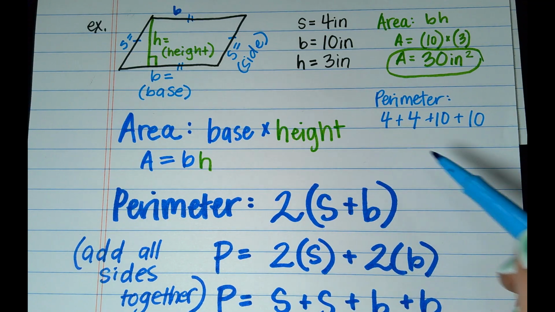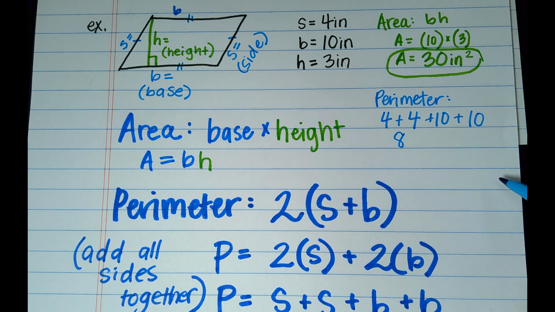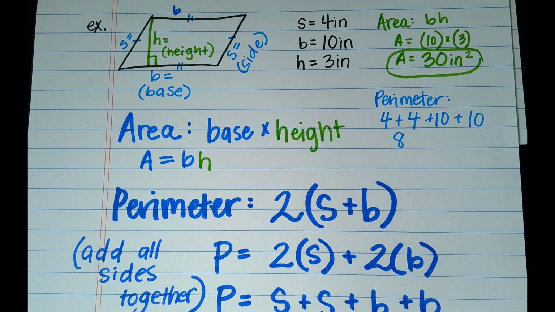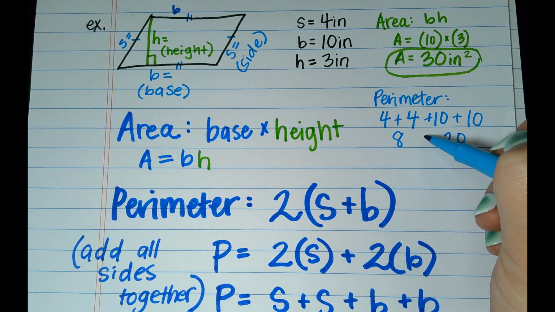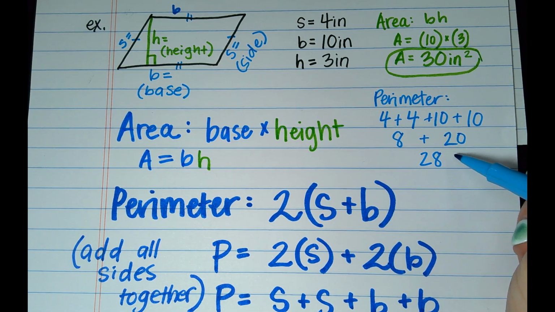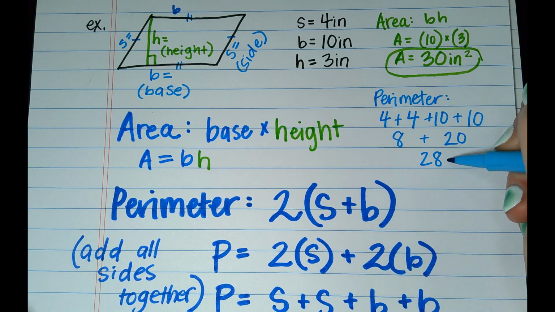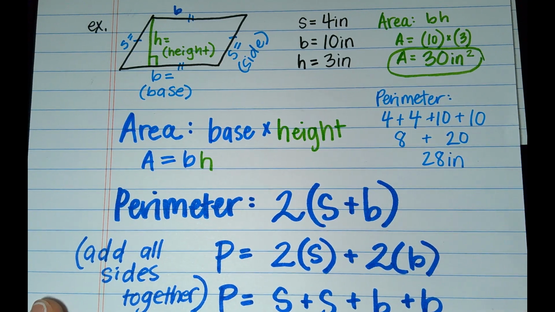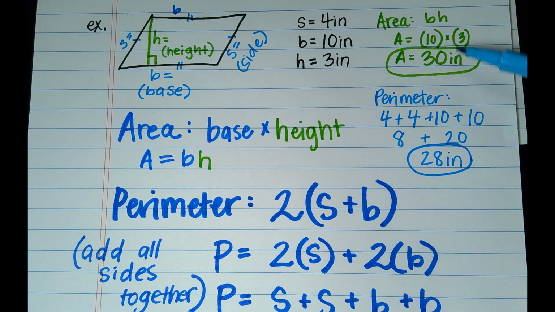So, let's see. 4 plus 4 is 8. 10 plus 10 is 20. 8 plus 20 is 28. And what would our units be? Inches, not squared, just inches. So, for your area, you multiply base times height. For your perimeter, you just add all the sides together.